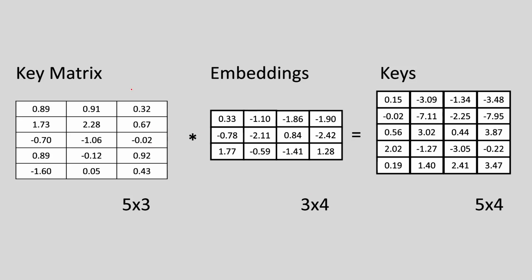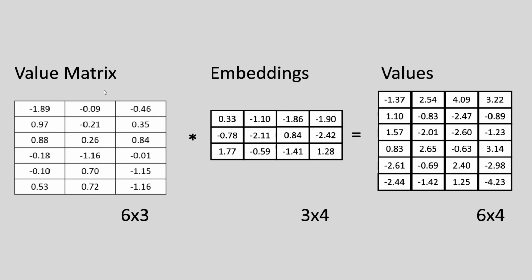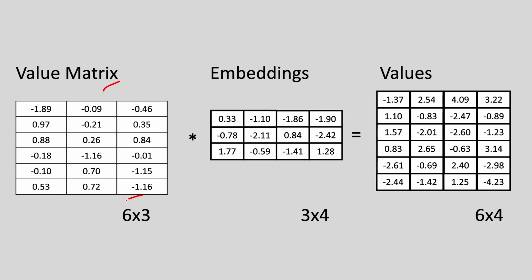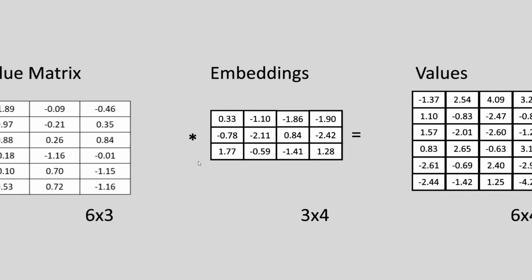You remove this, and then you bring in the value matrix. Here the value matrix was 6 cross 3. Why? I think this will be 4. Let me just check one more time. No, it will not be 4, it will be 3 only.